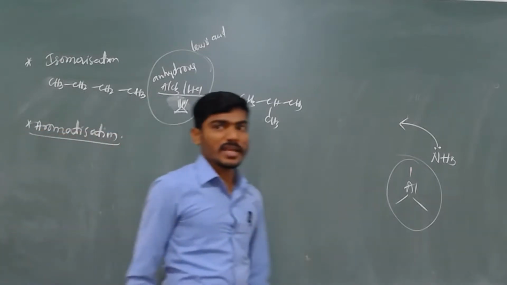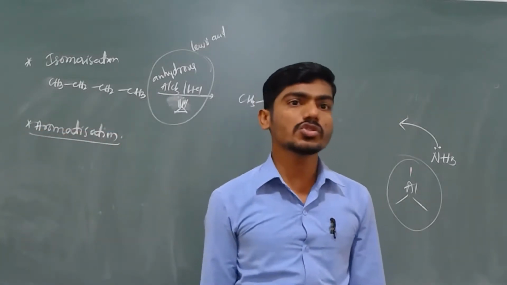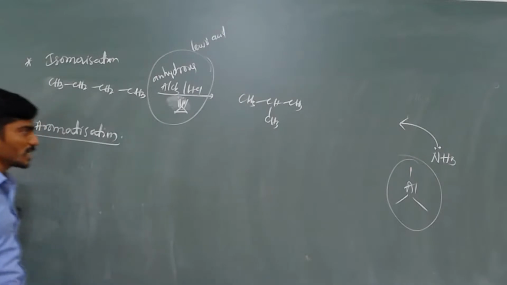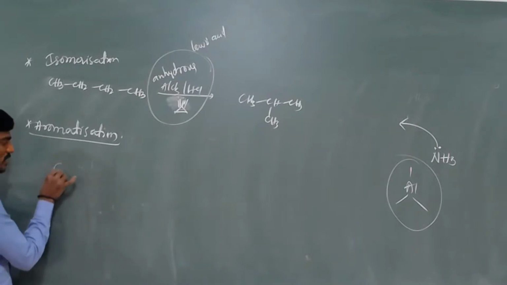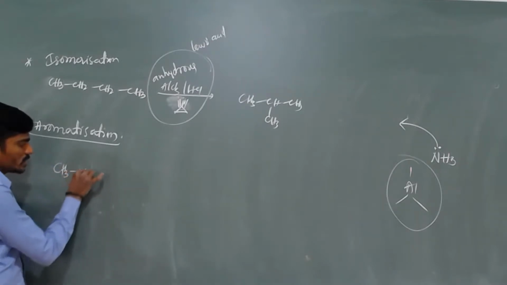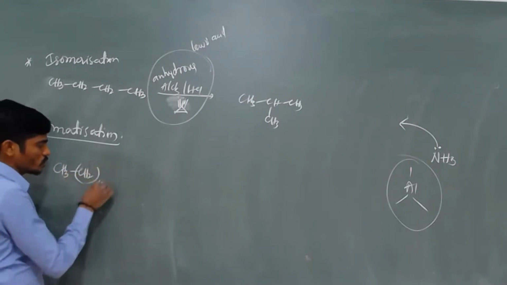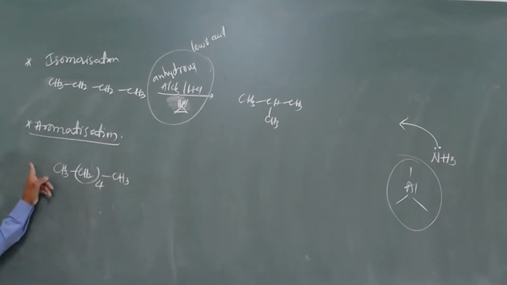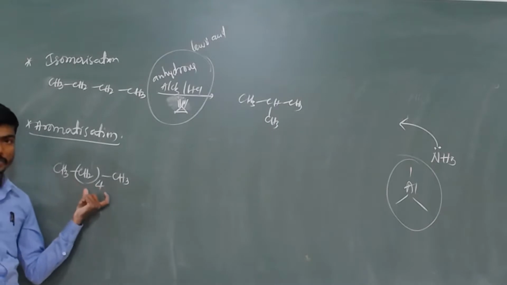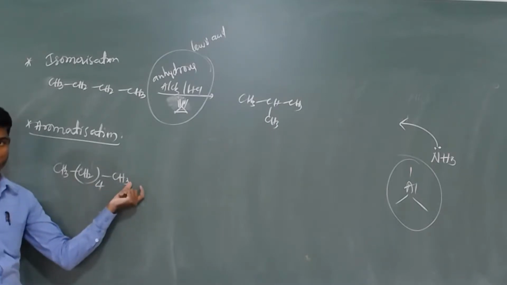Alkanes containing n equal to 6 or more, that is, 6 to 8 carbon atoms. For example, n-hexane: CH3, CH2 taken 4 times, and CH3. The total is 6 carbon atoms.